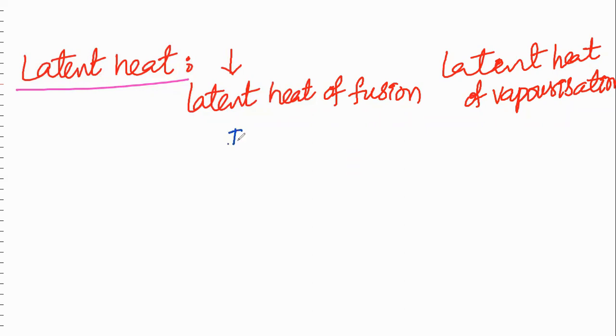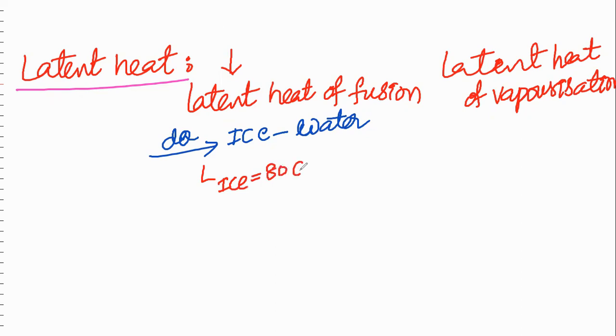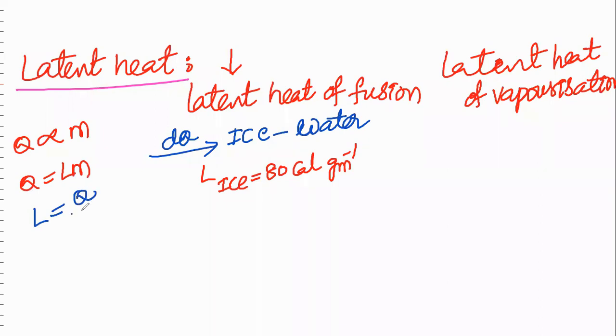This is to melt ice to liquid. If you want to melt ice to water, the amount of heat needed to convert the ice into water is called the latent heat of fusion. The latent heat of fusion of ice is taken as 80 calorie per gram. The latent heat formula: Q is proportional to M, or Q is equal to L into M. L is equal to Q divided by M.